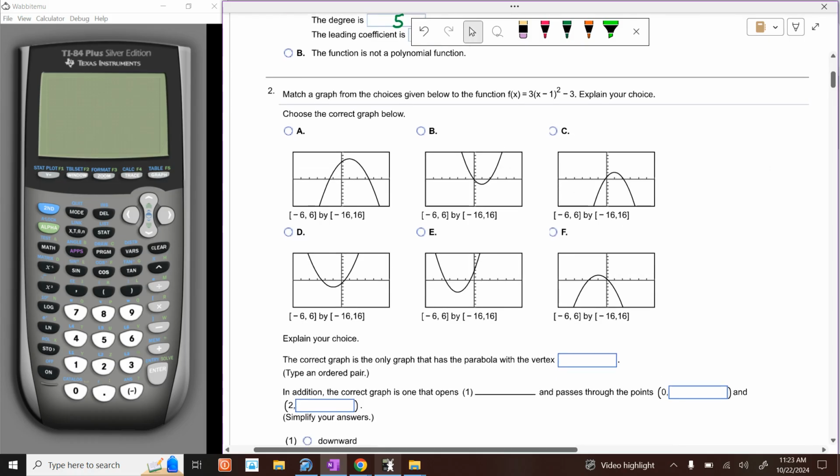Match a graph of 3 times x minus 1 quantity squared minus 3 to the graphs below. Well, if it's a 3 out front, what do we know? A positive 3, it will open up. So it's not A, it's not C, and it's not F. Okay? Where is the vertex?